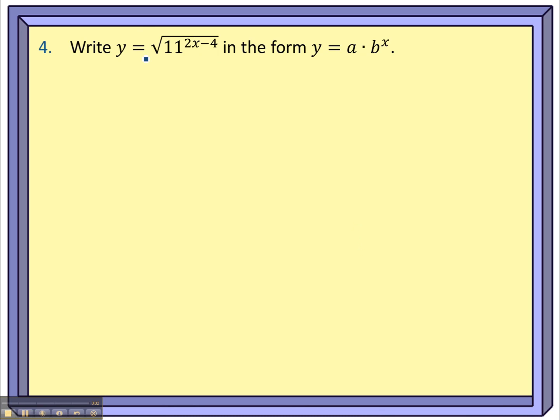Question 4. I'm going to write this equation in the form y equals a times b to the x, which is just kind of a general form for an exponential equation. So we need just a base, and the base is going to end up being the 11, and the exponent is just x. There's nothing in front of the x, there's nothing being added or subtracted into x.